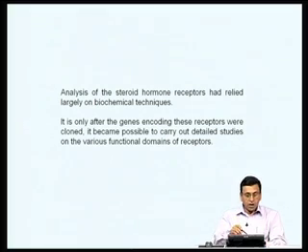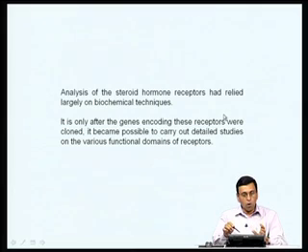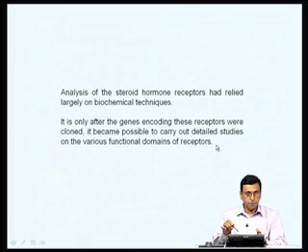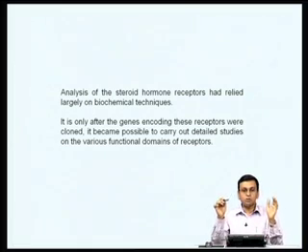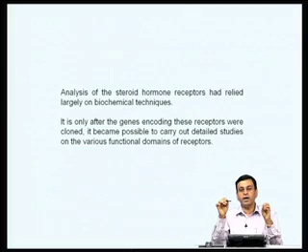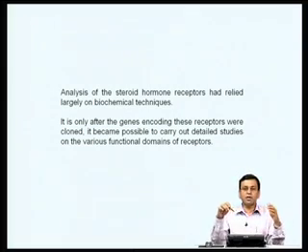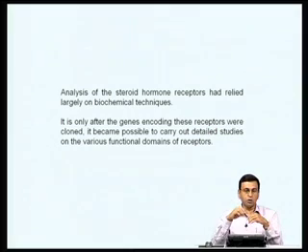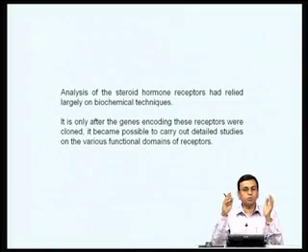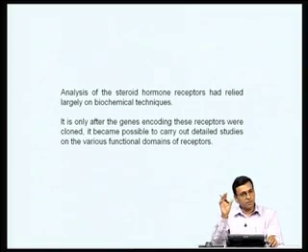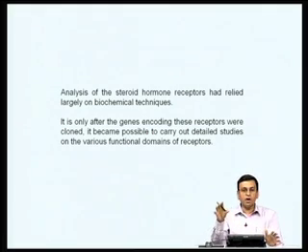But it is only after the genes encoding these receptors were cloned that it became possible to carry out detailed studies of various functional domains of the receptor. So, the best that biochemists could do is to see what kind of molecules bind and what is the affinity of these steroid hormones to these molecules, and with great difficulty they could actually purify some of these receptor molecules, and in the late 70s some of these receptor molecules could also be sequenced. So, the partial amino acid sequence of some of these steroid hormone receptors was available, but complete characterization was not possible using just biochemistry alone.